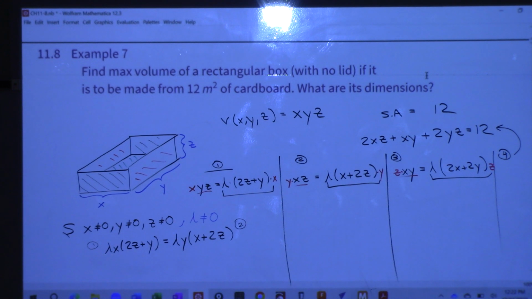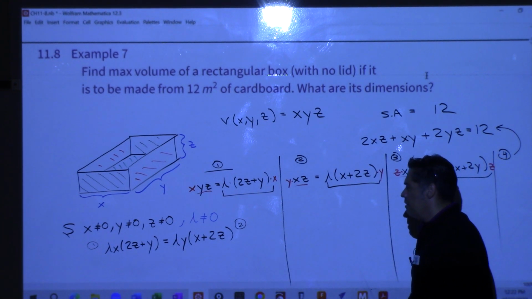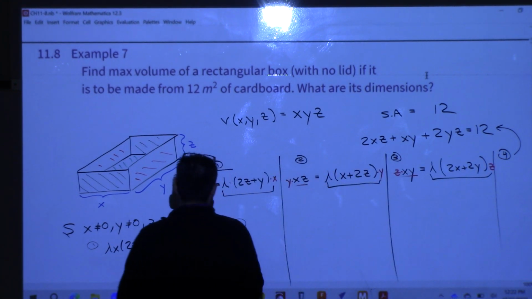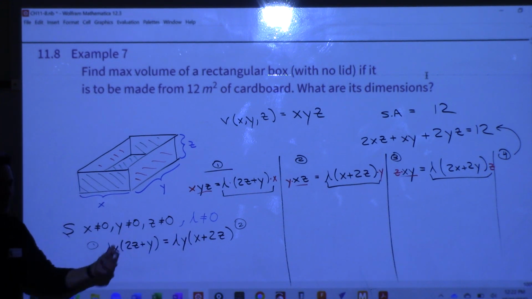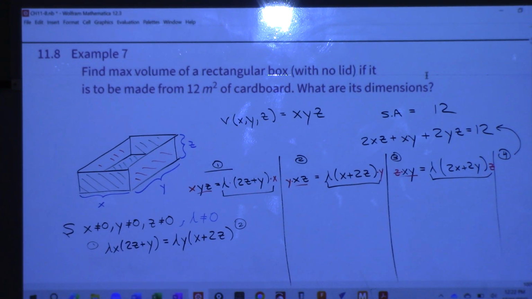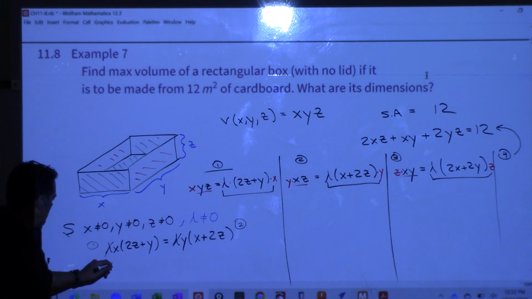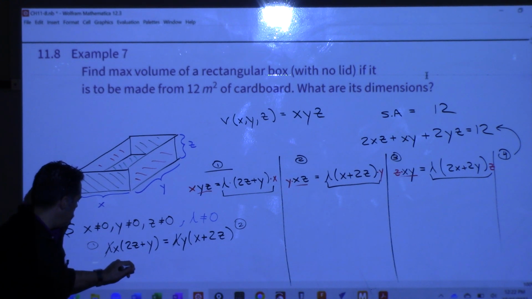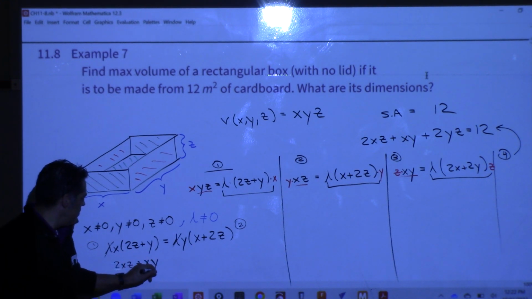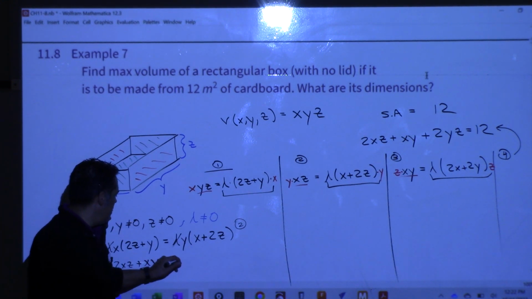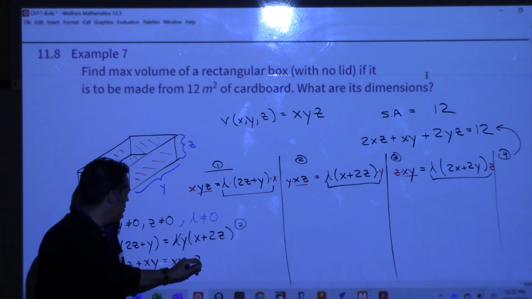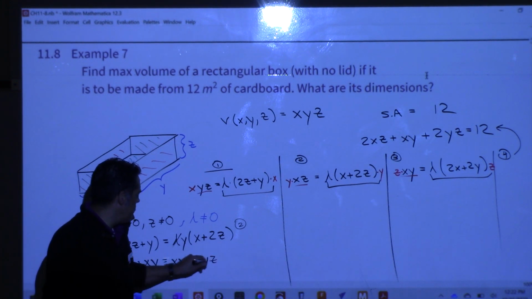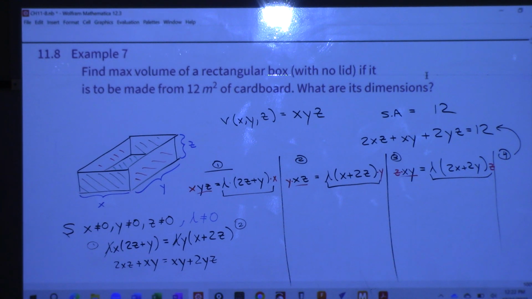And can I divide out the lambdas? Yeah, we can go ahead and divide. So maybe it was good to say lambda is not 0, because we can do this step. Let's get rid of the lambdas on both sides, and let's distribute through. 2xz plus xy equals xy plus 2yz, or zy. I see xy on both sides, which means it goes away.